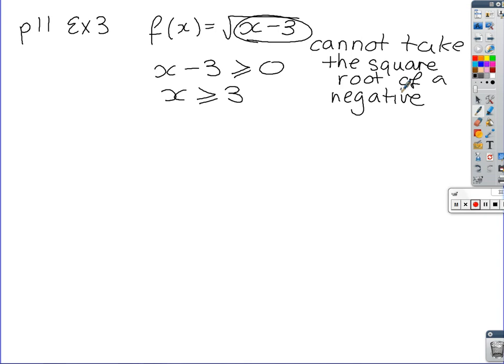Cannot take the square root of a negative number. So we restrict the domain so that x is greater than or equal to 3. And your notebook has written that x belongs to, with the sign we used earlier, the set of real numbers, colon, where x is greater than or equal to 3. So it can be any number as long as x is greater than or equal to 3.